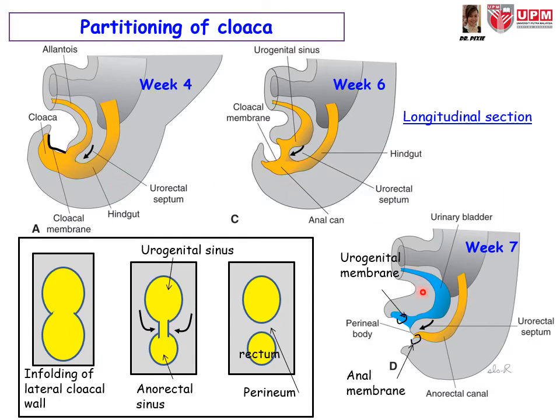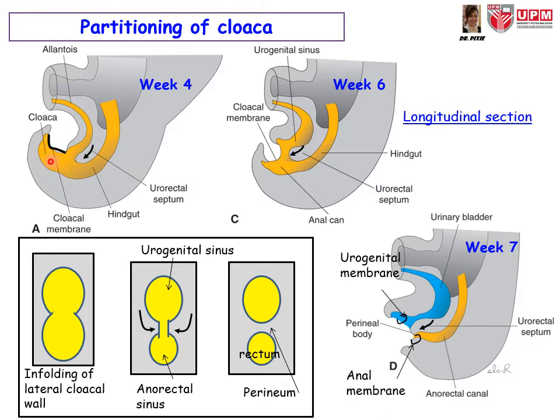Using this series of diagrams showing the embryo at week 4, week 6, and week 7, we are going to explain the partitioning of the cloaca, which is a very important part of the development of the hindgut. In this diagram, the longitudinal section of the embryo, we can see the dilated terminal part known as the cloaca. It gives rise to two structures: the GIT component and the urogenital component.